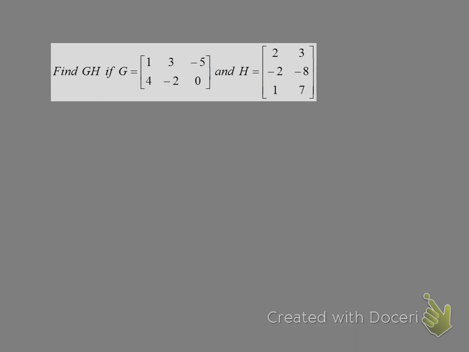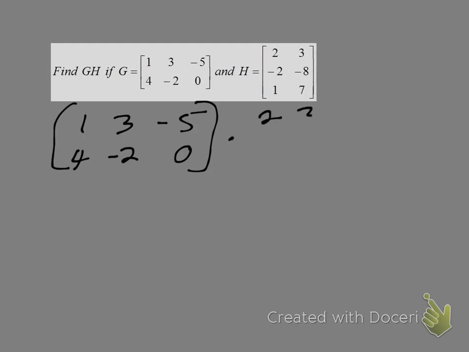Now, this is as big as they'll come, either 2 by 3s or 3 by 2s. We're going to do GH. So, 1, 3, negative 5, 4, negative 2, 0, times 2, 3, negative 2, negative 8, 1, 7.